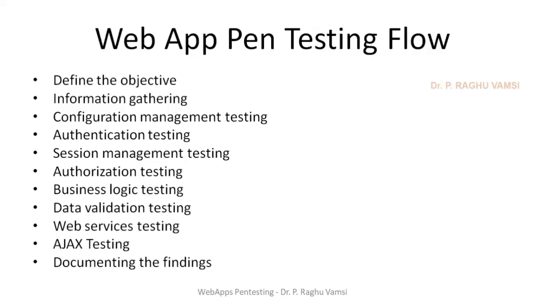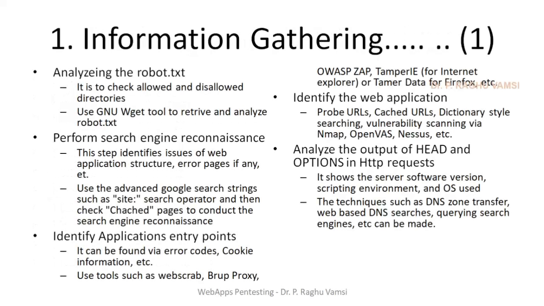I have told you this web application pen testing flow in a normal way. Now we'll see it in a detailed manner. First one is information gathering. How will you use this information gathering, or how do you get this information?